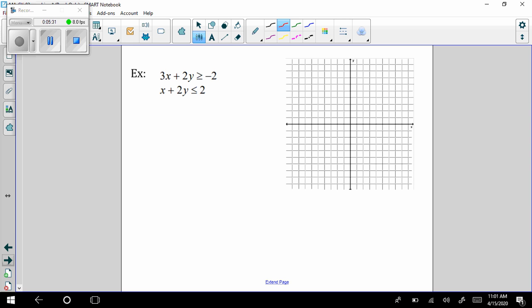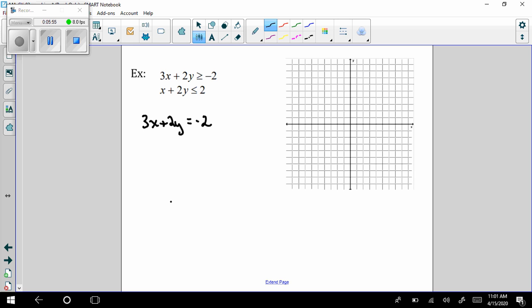Okay, so I've got a couple inequalities here. On this first one, 3x plus 2y, when I shade my boundary line, I go ahead and change it to equals -2. On this one, I'm not going to use intercepts, mainly because of the 3. I guess it wouldn't be too bad.